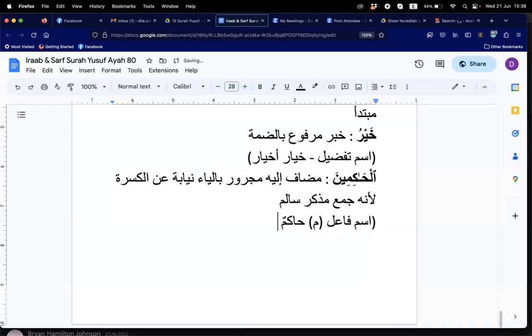And then the jama' version. Hakimin. And can there be another one? Yes, there's one more. Is it like kufar? Yes, hukam. Hakimuna and hukam. Yes, hukam, with a shadda.